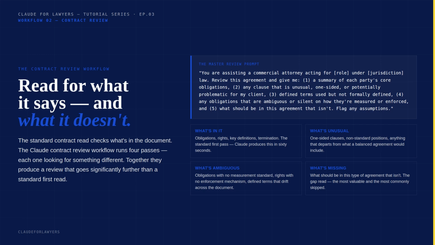The gap read is the most valuable pass and the most commonly skipped. This prompt runs it automatically.